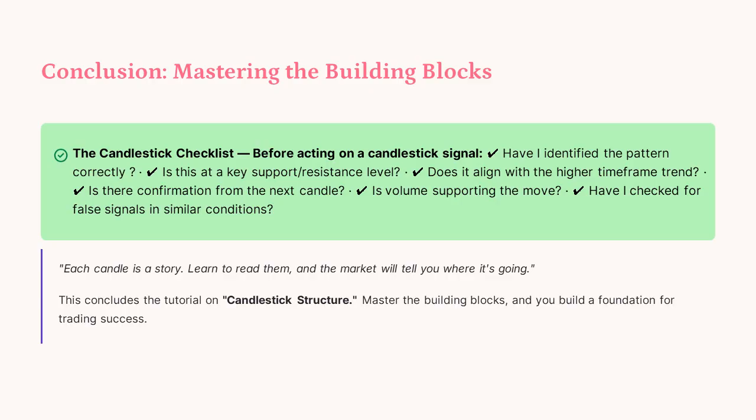Your next tutorial will build on this foundation. We'll cover candlestick patterns, how multiple candles combine to form even richer stories of reversal, continuation, and indecision.